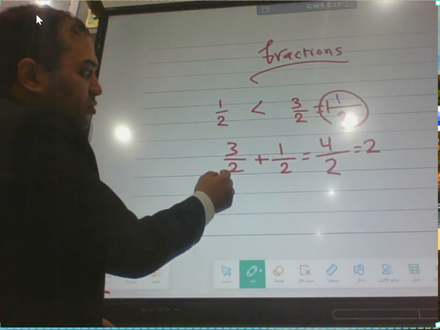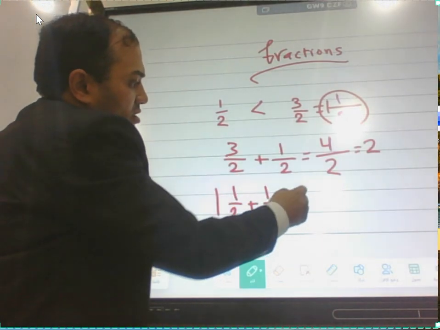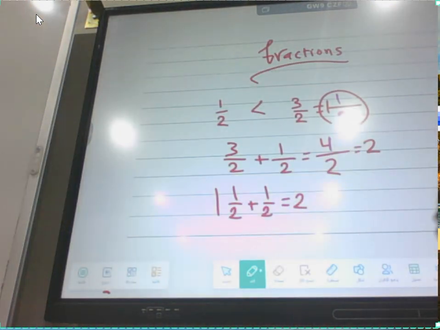3 over 2 will be 1 and a half. You can solve an example like this: 1 and a half plus 1 and a half. Then the answer will be 3. Okay? Now we will do another example.